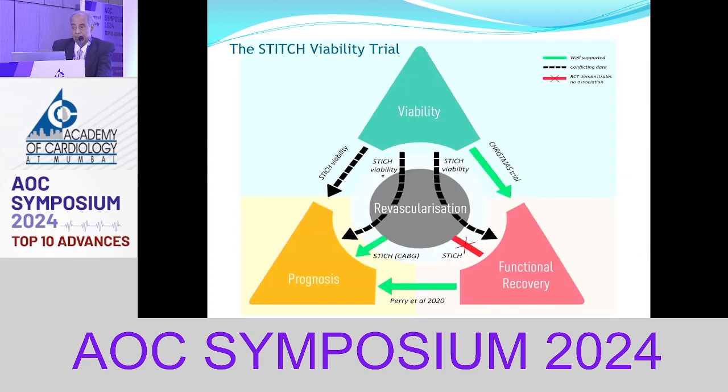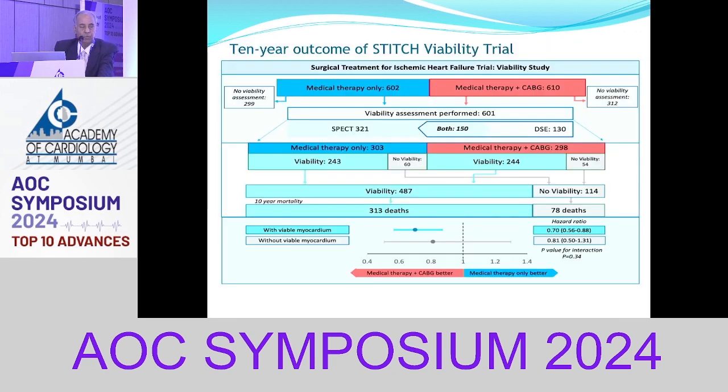Now, the STITCH trial has a sub-arm of viability studies. And what was shown was that there was a lot of conflict between the presence of viability and improvement of the patient, or absence of viability and non-improvement. So this STITCH trial gave a lot of controversial or different information than what we have known all these years.